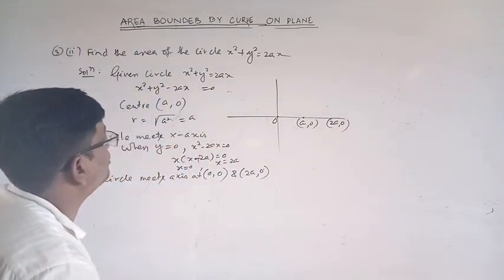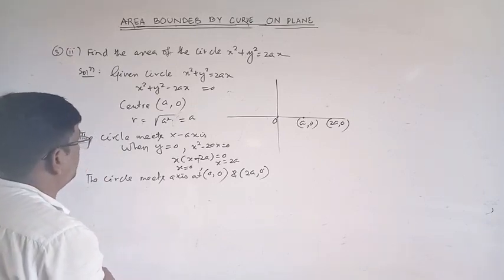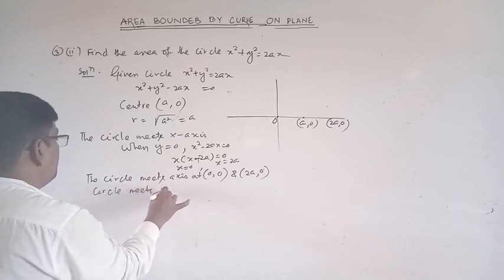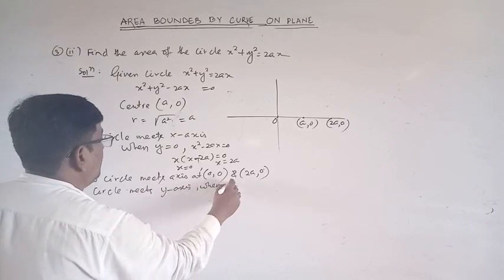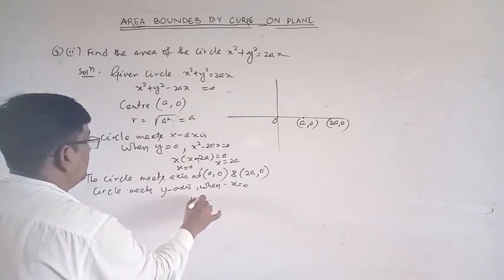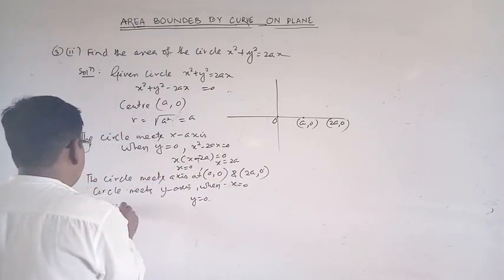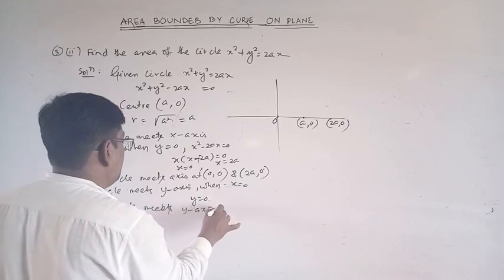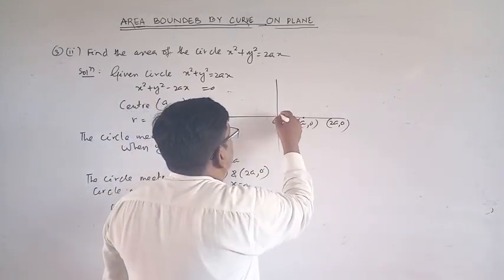Circle meets y-axis when x coordinate is equal to 0. When x is equal to 0, put x is equal to 0 here. So y is equal to what? y equal to 0. So the circle meets y-axis at (0, 0). So the circle is like this.